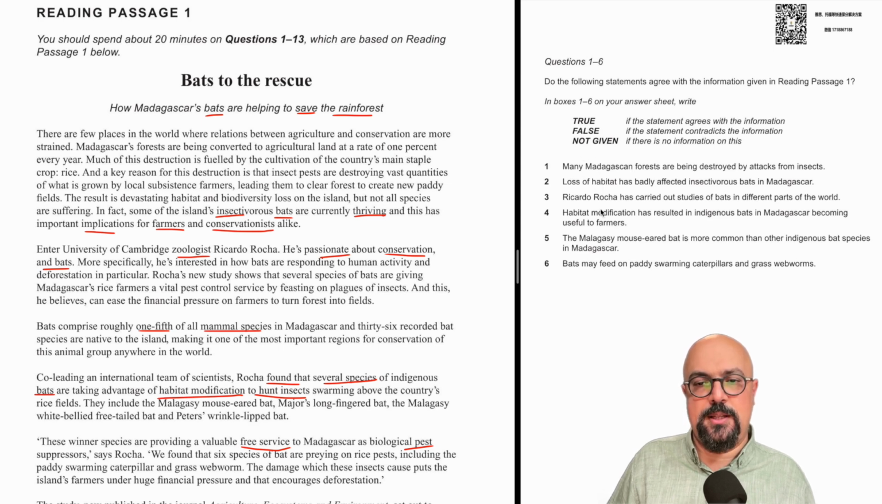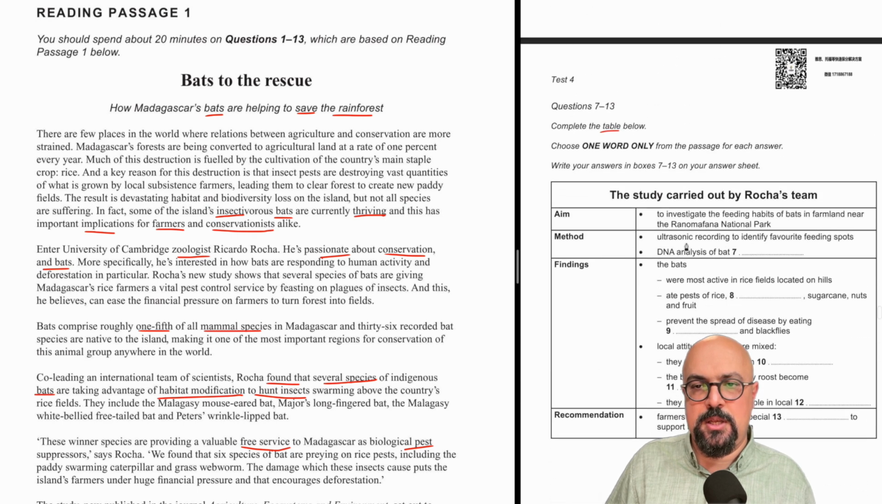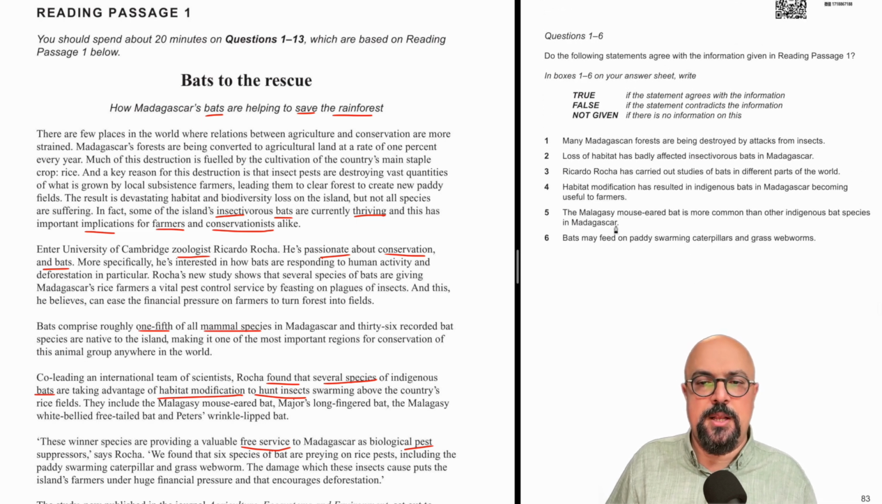We have true, false, not given here, and table completion. So, table completion and true, false. Do we have any more? No, that's the next passage. So yes, okay. So which one should we start with? Well, they're both good questions.